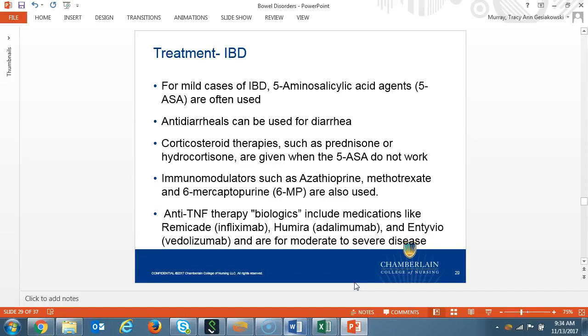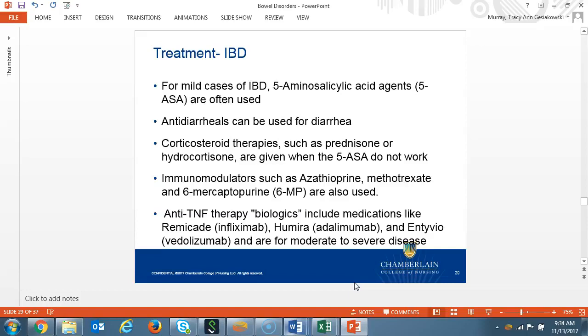The treatment of IBD can be very complex and is often managed by a gastroenterologist. Among the drugs commonly prescribed for milder cases of IBD, 5-aminosalicylic acid agents, or 5-ASA, have been used to treat IBD for over 50 years. Research has indicated, though, that these drugs are of little value in Crohn's disease, but are often still used as a first attempt in the treatment of ulcerative colitis. Antidiarrheals can be used for diarrhea with caution, as constipation may occur. They should not be used in acute ulcerative colitis or if toxic megacolon occurs.